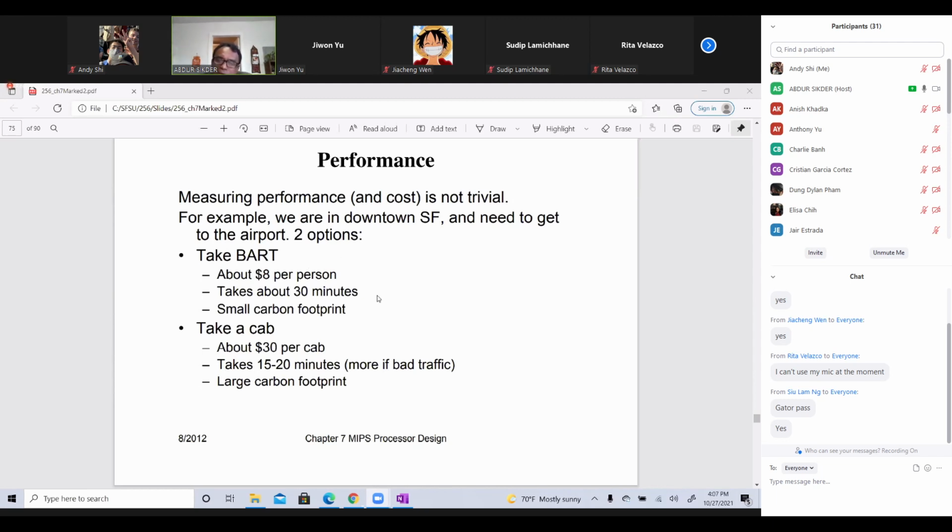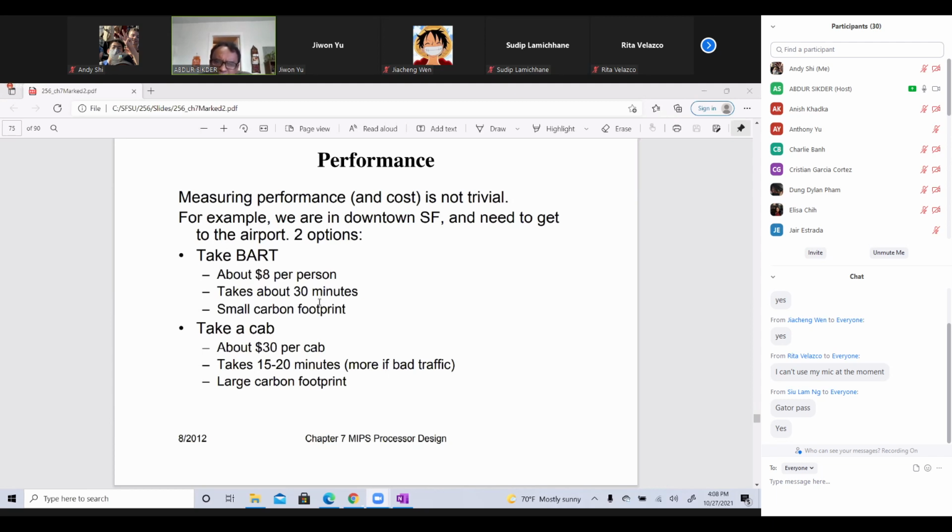So the question is not very clear. It doesn't say we are in downtown, or how many people there are. Maybe more than one. It depends: $8 per person, if you have 4 people, then it's $32, $2 more than a cab. And the time, 30 minutes, will be pretty much the same, but the cab may go a little faster. But very unlikely. From downtown to the airport, the cab will not be faster because of traffic. Maybe 15 to 20 minutes is correct.